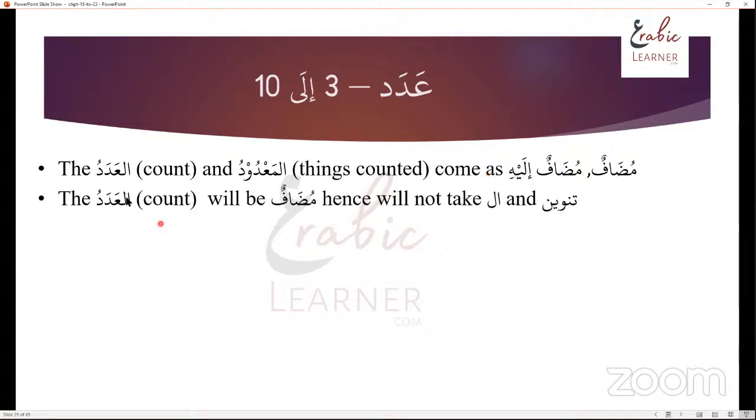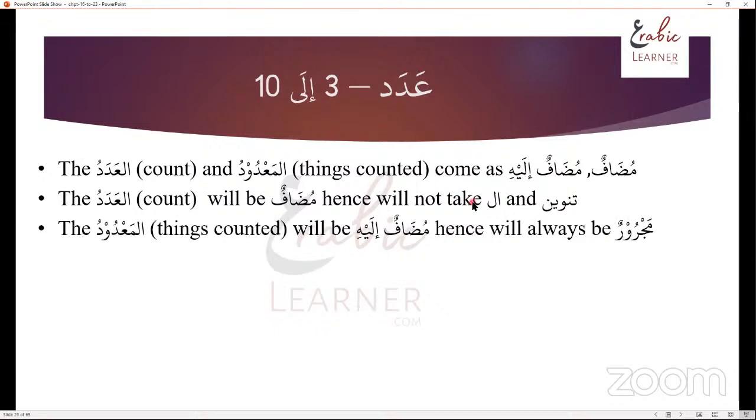So the adad will be mudaf when it is in mudaf mudaf ilayh. Adad will be mudaf, and hence adad will never take al, nor will it take tanween, because that's the rule of mudaf. Mudaf has two no's. One is no al and one is no tanween. So adad will never take al and tanween.